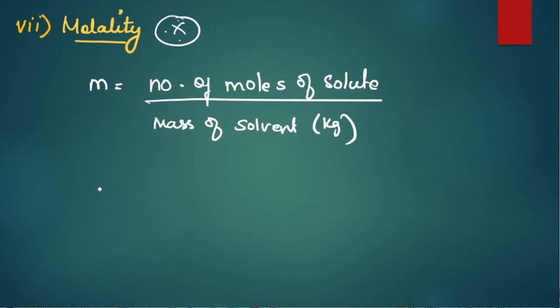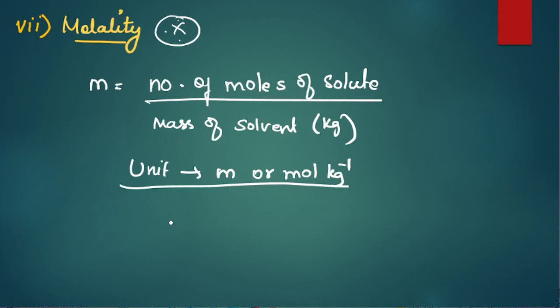So what is the meaning of molality? For example, first let us write the unit. Unit can be written as small m or mole kg inverse. Mole kg inverse is going to be the unit of molality. So if you are going to take one molality of KCl, that means 1 mole of KCl is dissolved in 1 kg of water. That is the meaning of it.